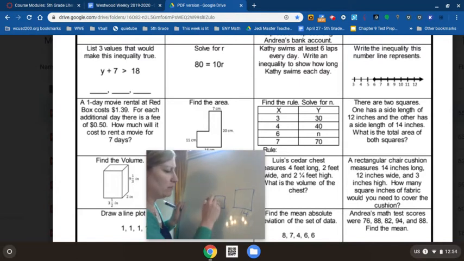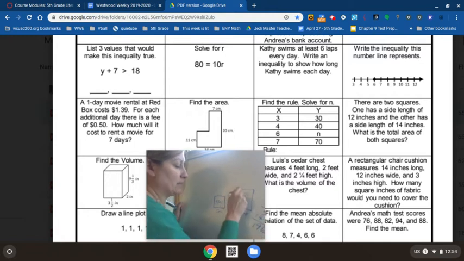12 times 12 is 144, and then 14 times 14, which I don't know off the top of my head, but we could do really quick. 196 is what I got, really fast. Take those 2, add them up. That's the total area. Not bad.